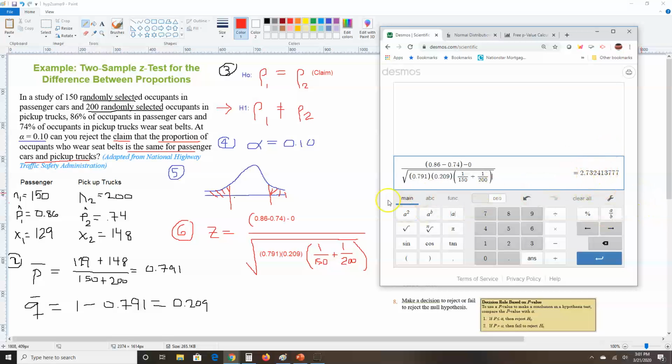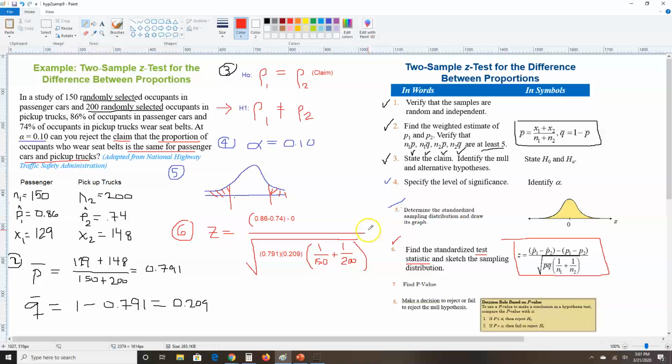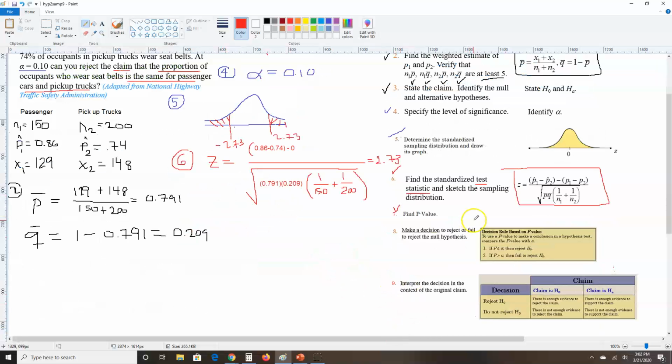Okay, usually 2 decimal places, so 2.73. Let me write it right here. 2.73. Remember that this number is the label for my marks here. So this is 2.73. This mark on the right, the positive one, is on the right. The negative one is going to be the same number but negative for the left mark, so negative 2.73. And I did step number 6. Let's go to step 7.